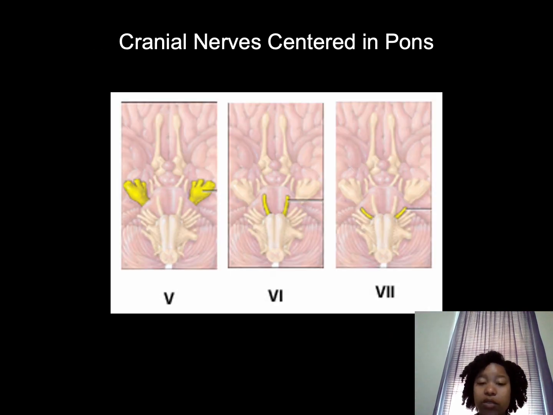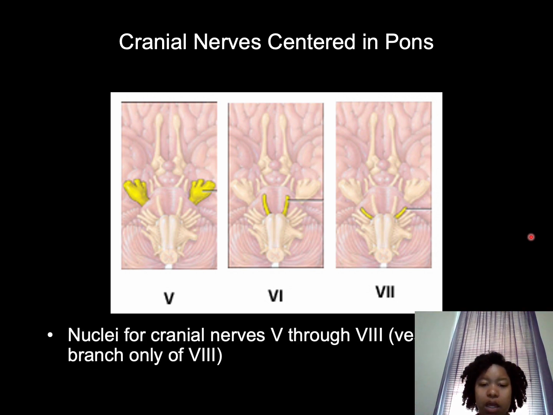So what are the cranial nerves that are centered in the pons? You have cranial nerve 5, 6, and 7. So take note of where they're located. But again, this is cranial nerve 5, cranial nerve 6, cranial nerve 7. The nuclei for cranial nerves 5 through 8 are present here, but it's only the vestibular branch of number 8.